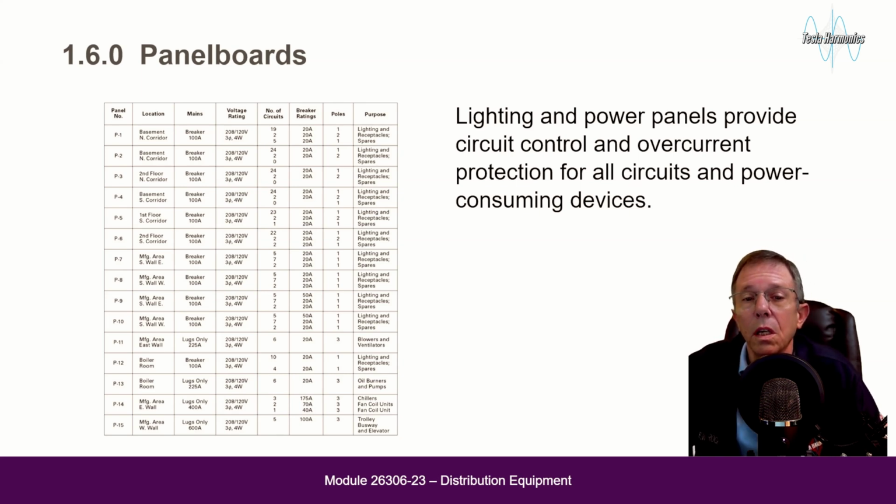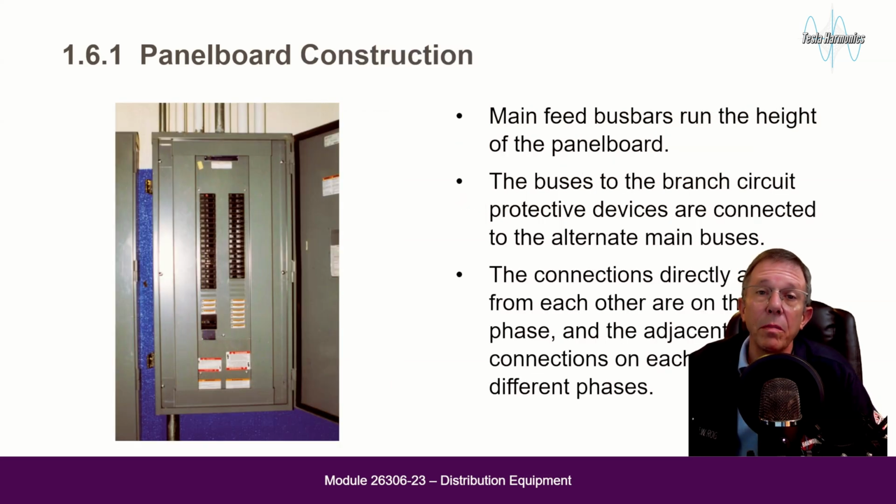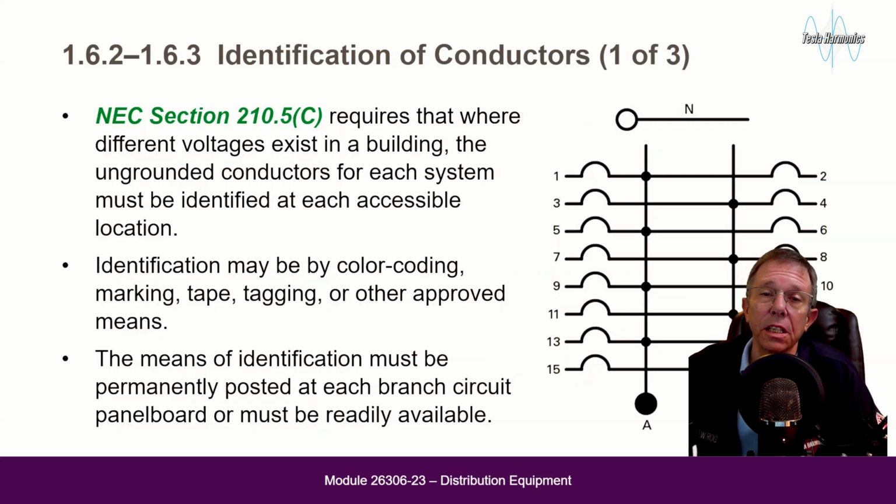Panel boards. Lighting and or panel boards provide circuit control and overcurrent protection for all circuits and power-consuming devices. Panel board construction: main feed bus bars run the height of the panel board. The buses to the branch circuit protected devices are connected to the alternate main buses. The connections directly across from each other are on the same phase, and the adjacent connections on each side are on different phases.